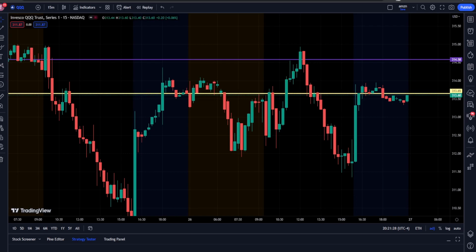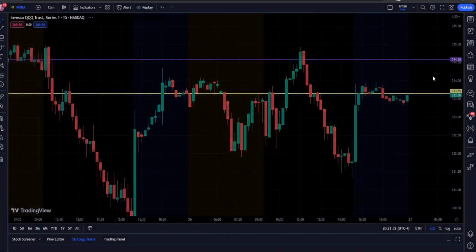If you guys made money today, congrats to you. I finished green today, but it wasn't very green. I had the very nice Nvidia trade in the morning.